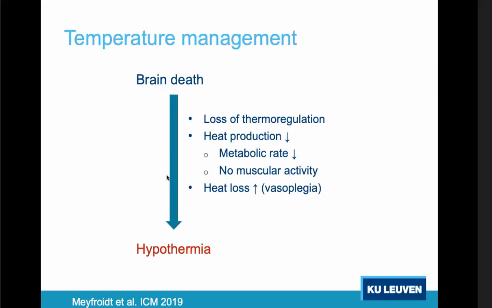And then finally, a word on temperature management. Brain death normally leads to hypothermia because there's a loss of thermoregulation, also a diminished heat production by decreased metabolic rate and the absence of muscular activity, and through increased heat losses. Traditionally, hypothermia, or at least deep hypothermia, has been prevented or treated because hypothermia may trigger arrhythmias and hemodynamic instability, may lead to coagulational disturbances. So therefore, hypothermia has been treated traditionally.